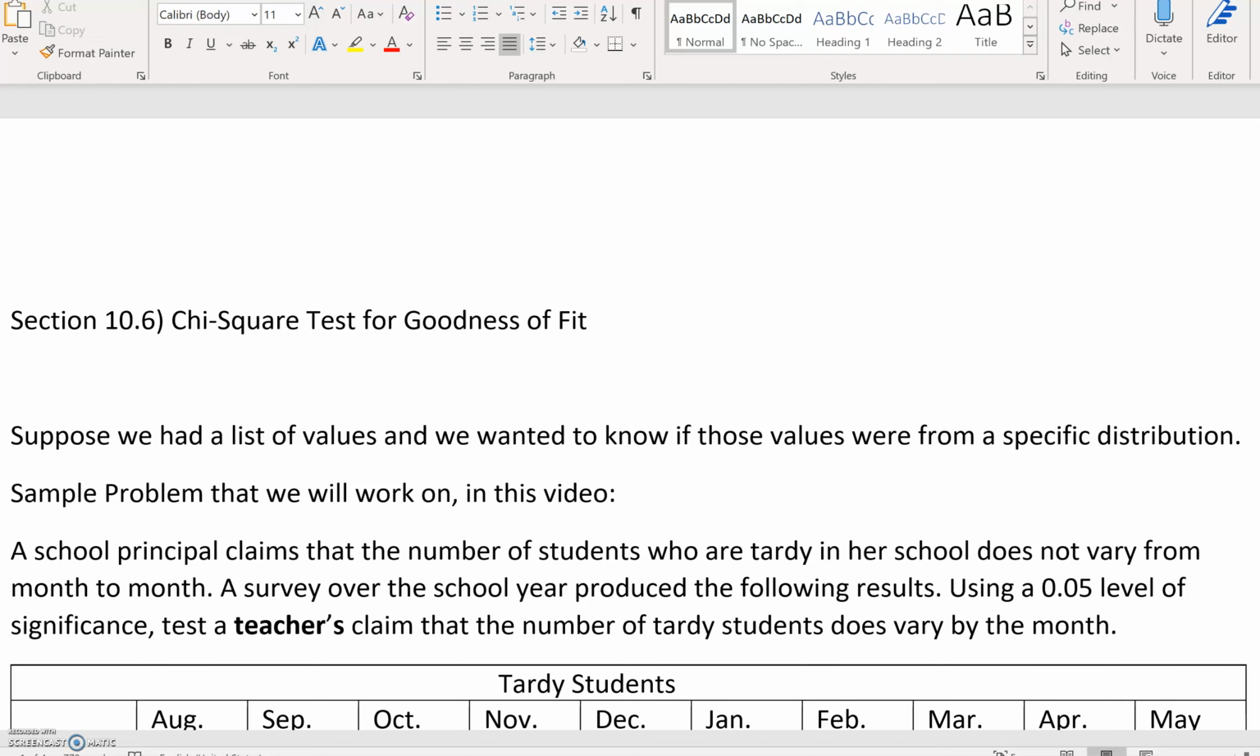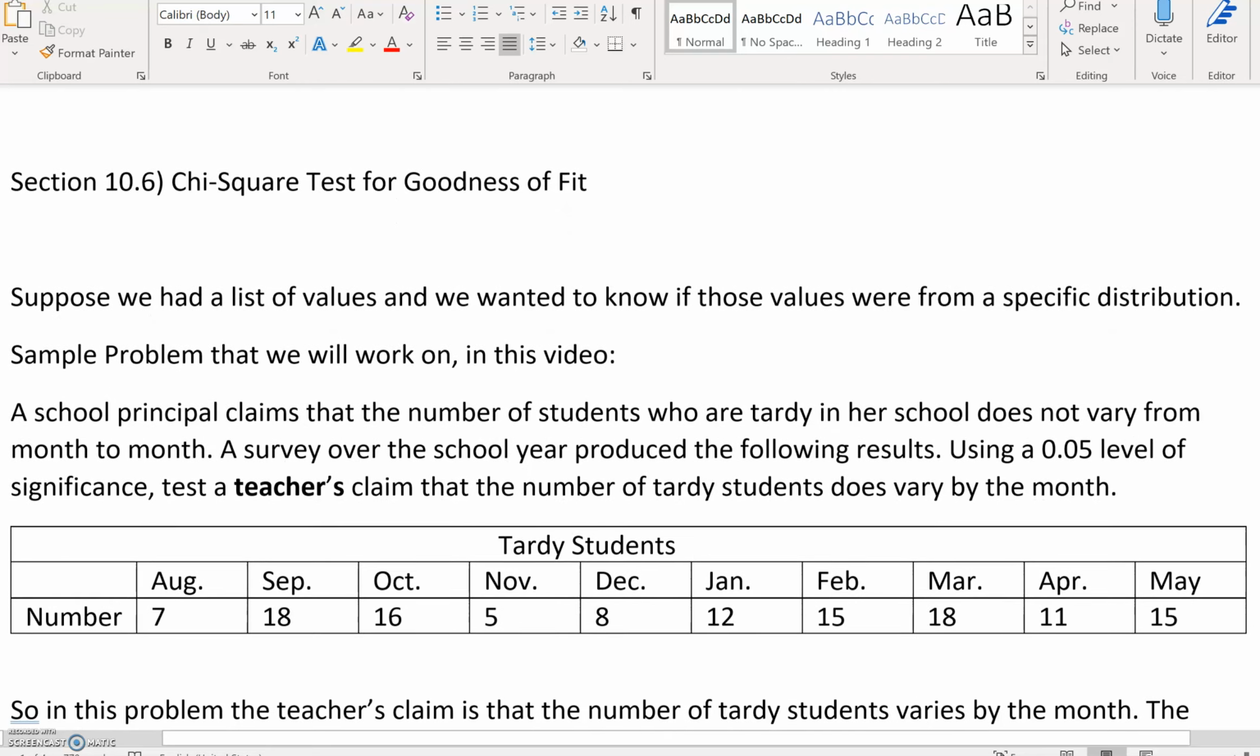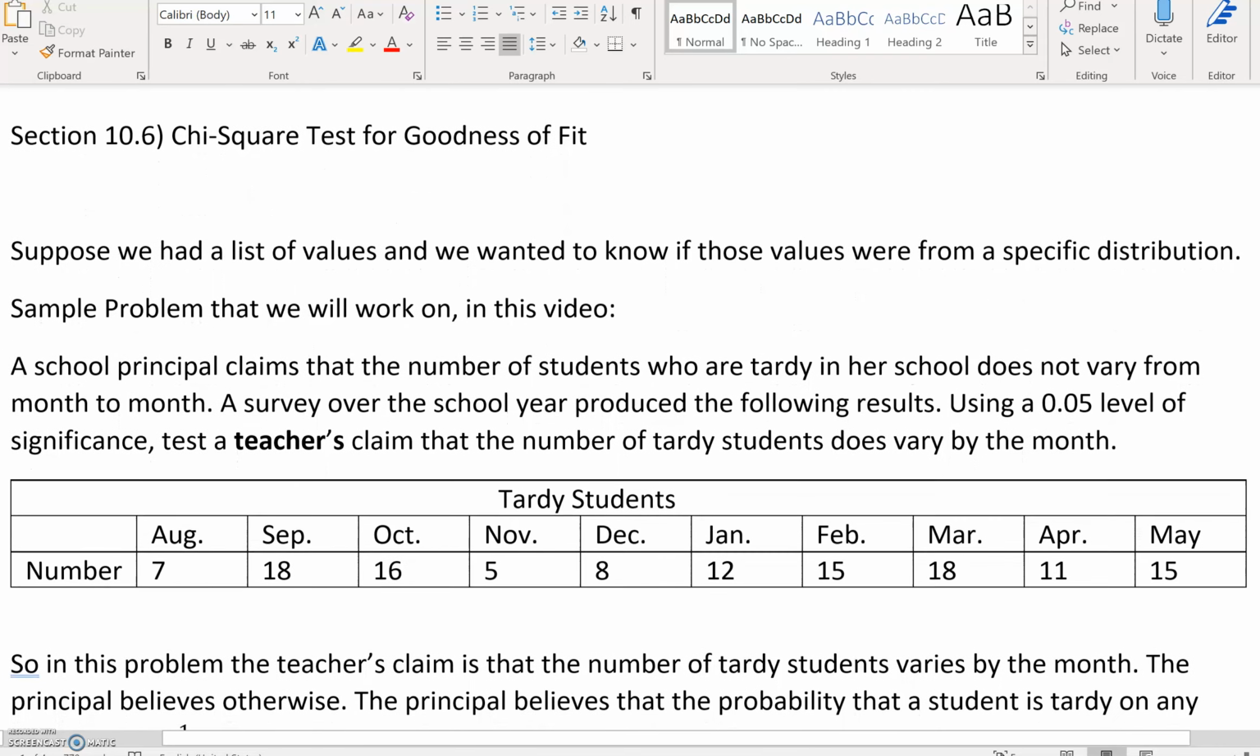Hi everyone, this is your lecture video on section 10.6, the chi-square test for goodness of fit. So let me provide you with a little example here. Let's suppose that we had a list of values and we wanted to know if those values were from a specific distribution. So an example problem that we're going to work on in this video is the following.